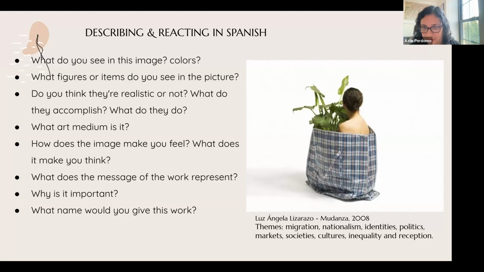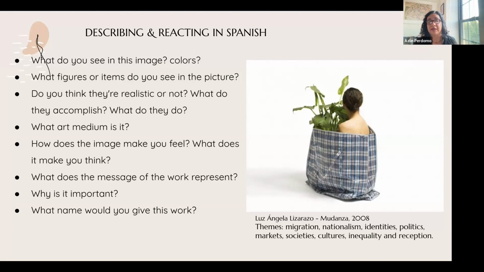What does it make you think? So we're also studying the flip verbs at this point. So, me hace sentir, me hace pensar. So it's not only gustar, but verbs that behave like gustar and use pronouns. And these are questions that are created to give students an opportunity to use that grammatical structure.